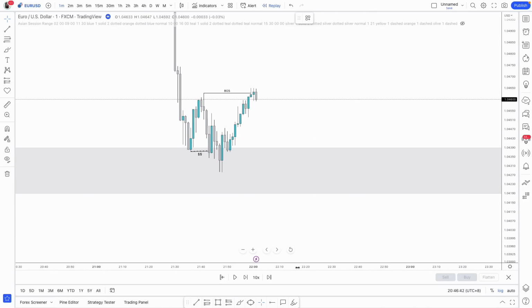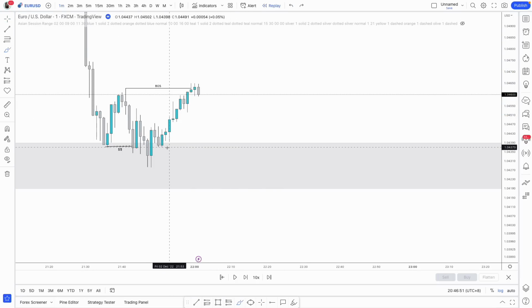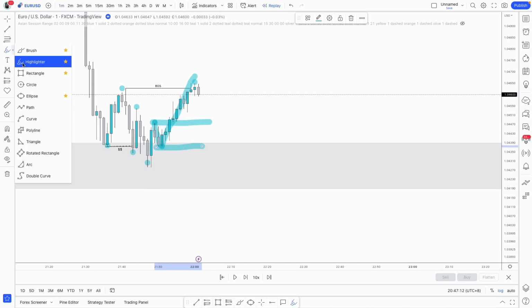Now the question is where do you take your entry from? Again, the same as last time. We want to look for the last sell to buy that caused the momentum to the upside. So the last sell to buy, if you look at it like this, we have a low, high, low, high, low, high, low, high. So the last sell to buy is this sell to buy here. So that there is our entry level.